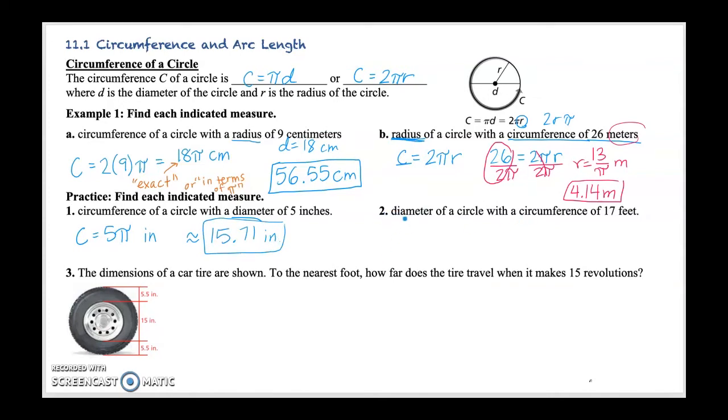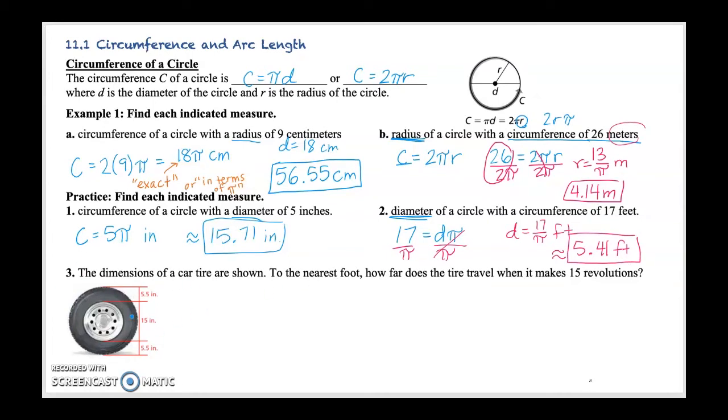Then for number 2, I'm looking for the diameter this time of a circle with a circumference of 17 feet. So the circumference, 17, should be equal to the diameter times pi. In order to get the diameter by itself, I would divide both sides by pi. So my exact diameter would be 17 over pi feet, or if I put that in my calculator, 17 divided by pi, it rounds to about 5.41 feet. So don't forget your units there. Alright, last one. Let's look at number 3 now.